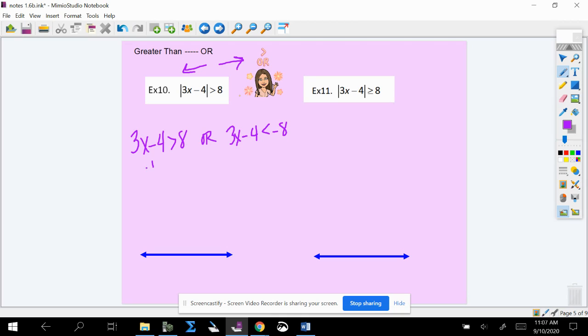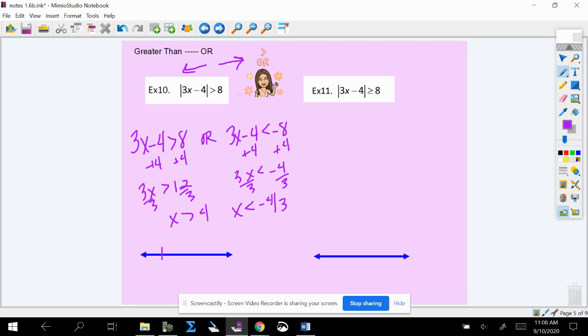I'm going to solve each of them separately. So plus 4, plus 4. It's going to be the same steps, just kind of going across here. So 3x is greater than 12, or 3x is less than negative 4. Divide by 3, divide by 3. You get x is greater than 4, or x is less than negative 4/3.